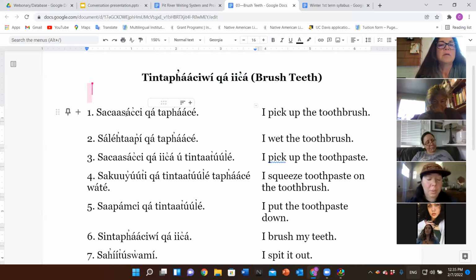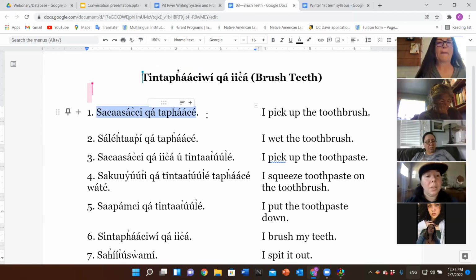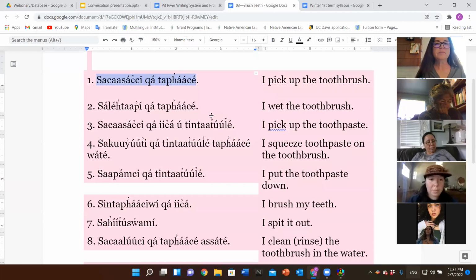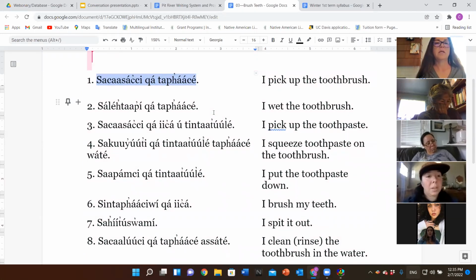Okay, so first one here is saja satji ga daphaje. You should recognize saja satji, as I pick it up. Daphaje is the toothbrush. It's like a brush, but yeah, it's a toothbrush. Saja satji ga daphaje. Lisa, saja satji ga daphaje.